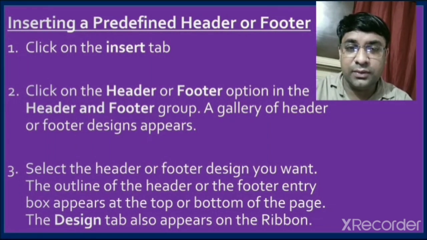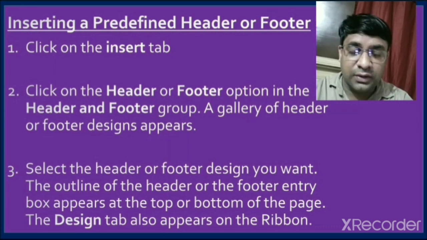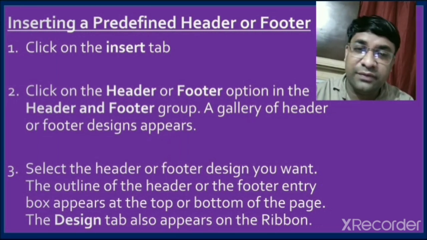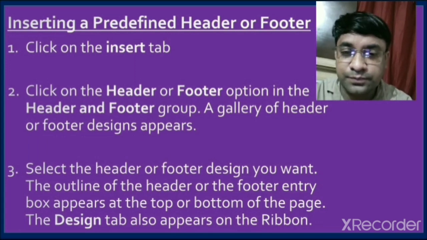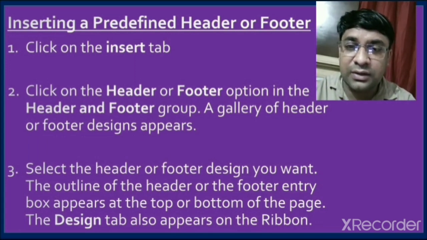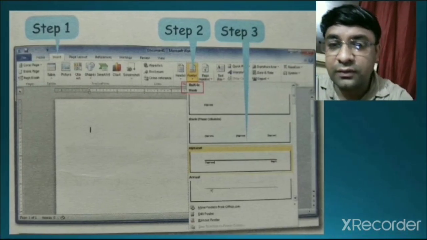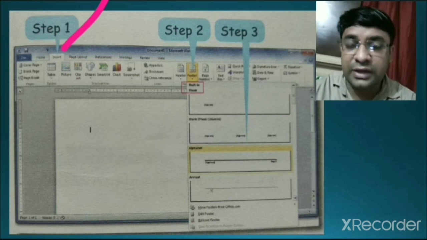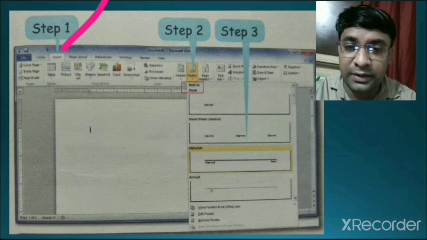Now in this video we will learn how we can insert a predefined header or footer. MS Word provides a list of predefined design options for header and footer. So if you want to insert a predefined header or footer, follow the given steps. First step is click on the Insert tab. So you can see that in the diagram. Click on the Insert tab. When you click on the Insert tab, all options related to the Insert tab will be displayed.